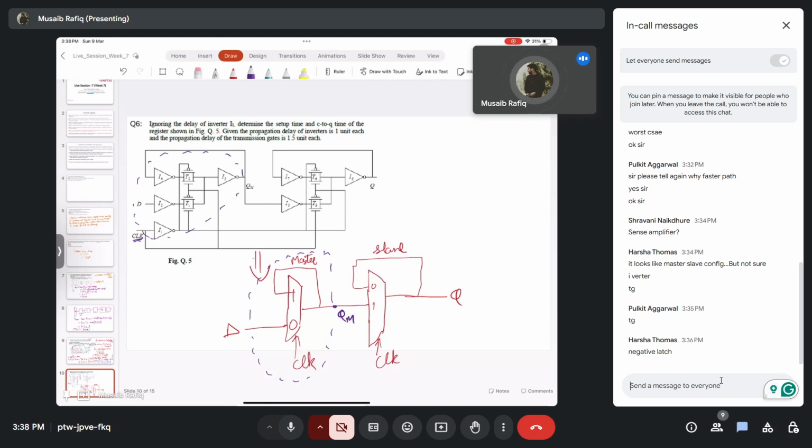During this period, the slave stage is in hold mode. So whatever the previous state was, it will keep maintaining its state. How does it maintain? Using the feedback that you already know.